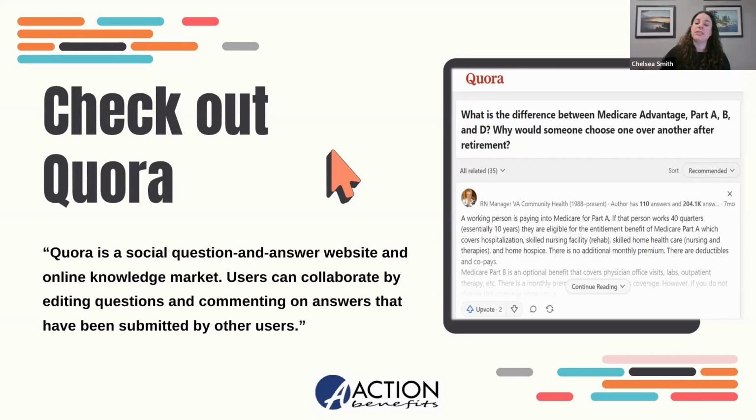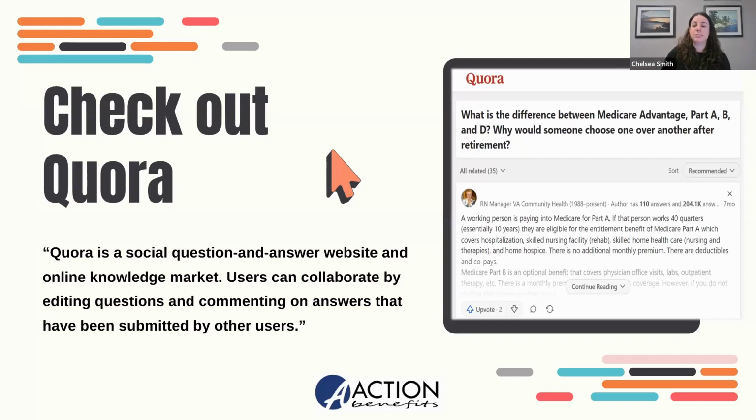Quora is a social question and answer website, an online knowledge market. Users collaborate by editing questions and commenting on the answers that have been submitted by other users. So I took that off their website, but that's their description of it. And it looks like, as you can see on your screen on the right-hand side, what the website kind of looks like. Quora comes up a lot when you ask full questions of Google, like I said before.